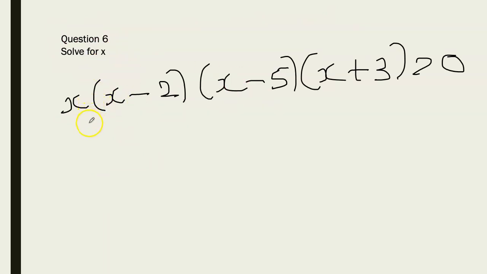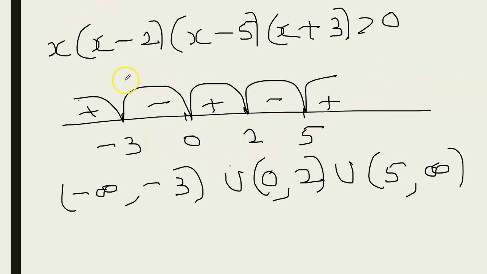Next question. Solve for x(x minus 2)(x minus 5)(x plus 3) greater than 0. Again the coefficient of x squared is positive. Here they have already factorized it for you. So the roots are minus 3, 0, 2 and 5. We plot it on the number line and write alternate plus or minus starting from the rightmost interval. So where is it positive? Minus infinity to minus 3 union 0 to 2 union 5 to infinity. And we write open interval because we have strictly greater than 0.